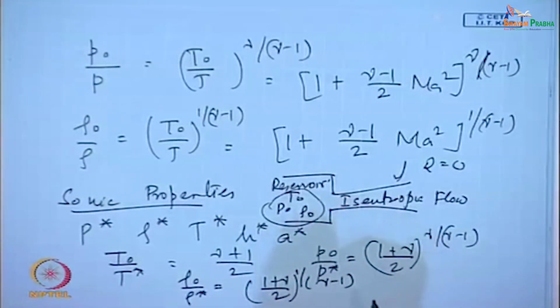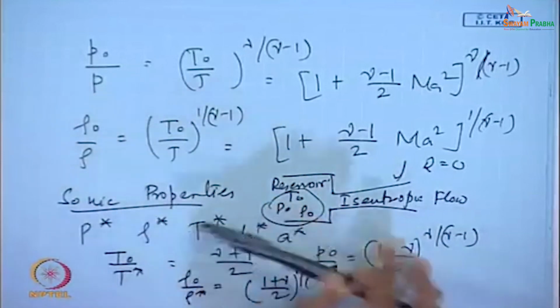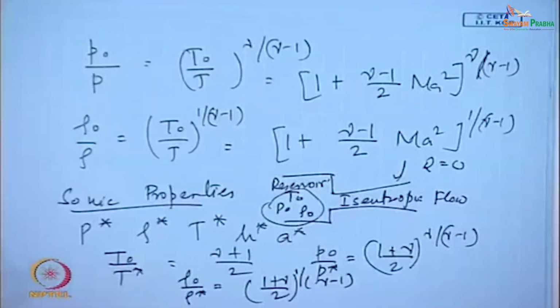And we know for diatomic gases gamma is equal to 1.4. So, accordingly you can find out the values of T star, P star, rho star and so on and so forth. Now, these were the important reference properties for compressible flows: stagnation properties, sonic properties. We have found out how to express the velocity of sound in terms of measurable parameters, and why the Mach number is so very important.